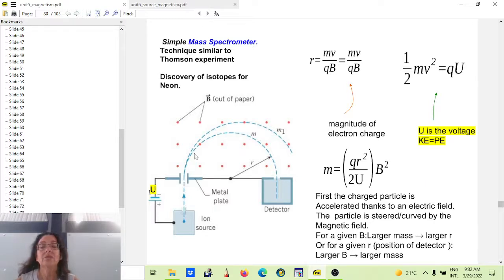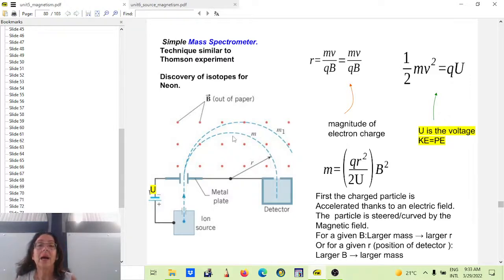Then it enters a magnetic field. You can do the right hand. You know, very beautiful flower. So B here is towards you. So the force here is going to be to the right when it enters. So it's going to be a circular motion. Okay, it's going to be deflected.